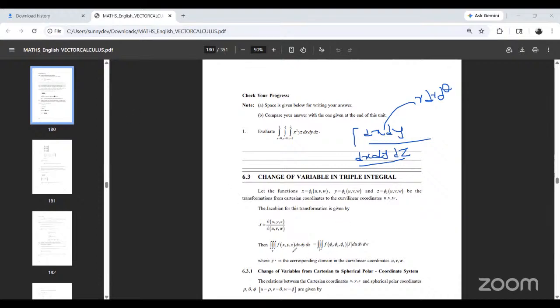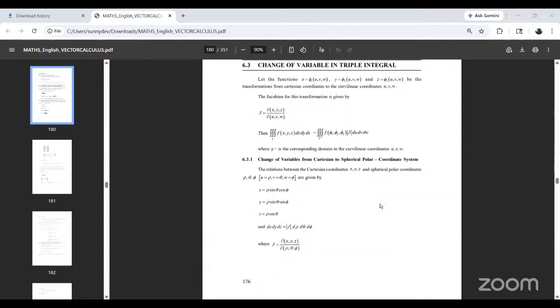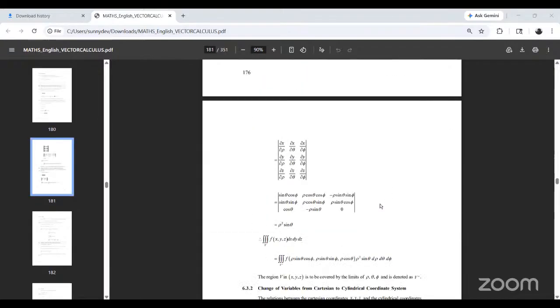So remember one thing here, that dx, dy, dz. If x is a function of u, v, w and y is a function of u, v, w and z is a function of u, v, w, how we can change that x, y, z in terms of u, v, w, this is the thing. Here the Jacobian. So what is the Jacobian? The determinant of the partial derivatives of first order. So you just remember one thing.